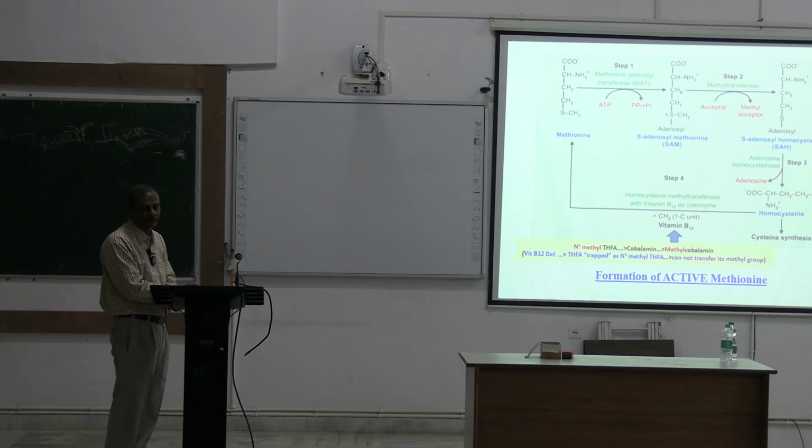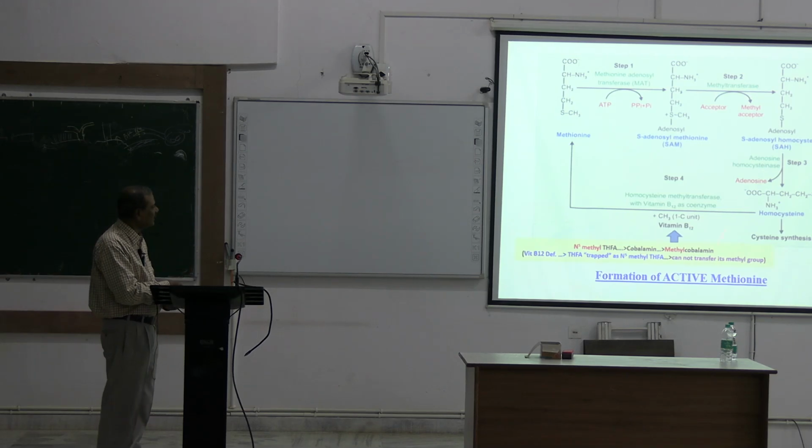N5, N10 will not be formed, so it will remain trapped within the tetrahydrofolate. So if vitamin B12 deficiency is there, tetrahydrofolate is trapped as N5-methyl tetrahydrofolate and cannot transfer the methyl group. This is one question, methyl folate trap, you read. So you will remember: if there is vitamin B12 deficiency, then homocysteine to methionine formation will not occur. Vitamin B6 deficiency can also cause problems, but B12 deficiency will cause defective formation of methionine from homocysteine.